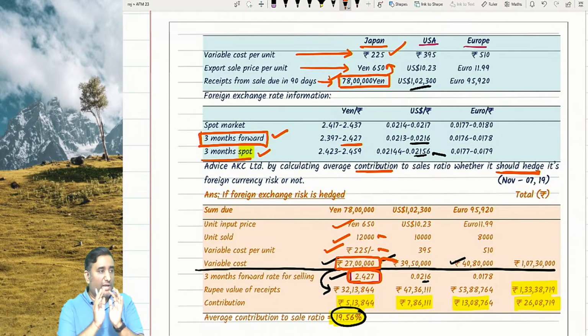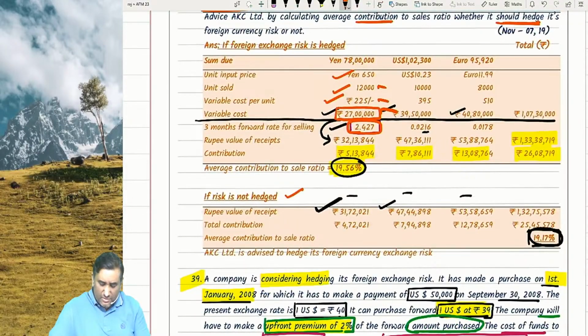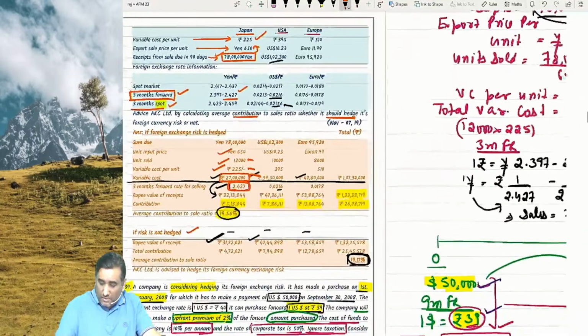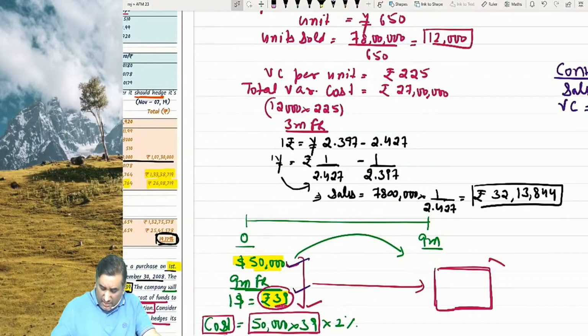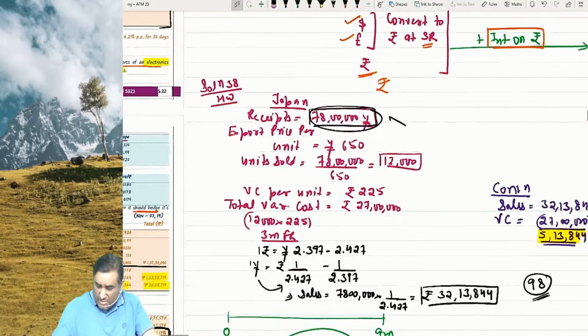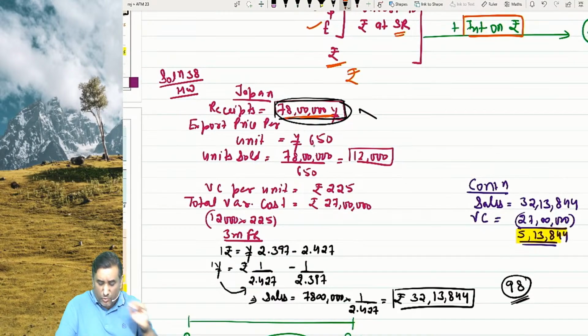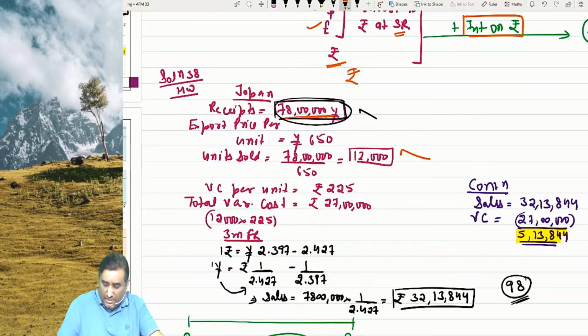What he wants is to apply the forward rate, and then without applying the forward rate, which is not hedging, calculate. Basically the hedging tool is forward contract or no forward contract. But my question is not forward or no forward, that you can do. Why has he applied this rate? Now whenever you solve, look at this: the receipts are 78 lakh yen, export 12,000 units, into 25, you get 3 lakh. Is it fine?